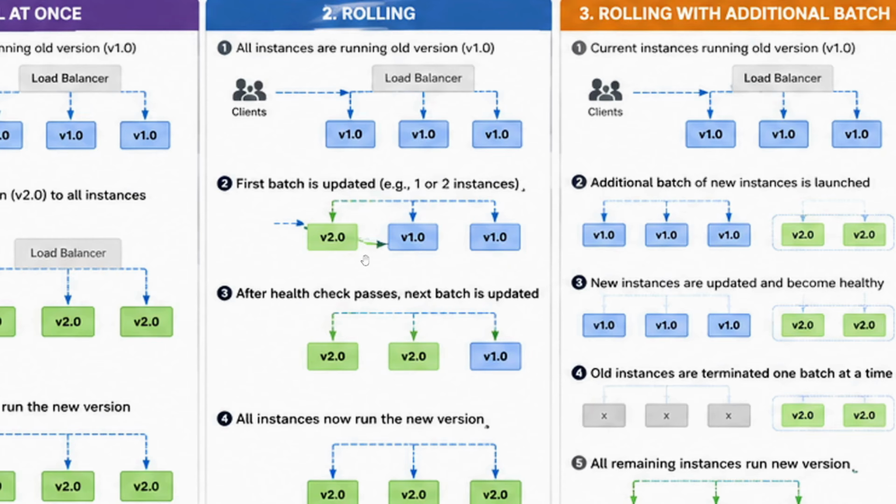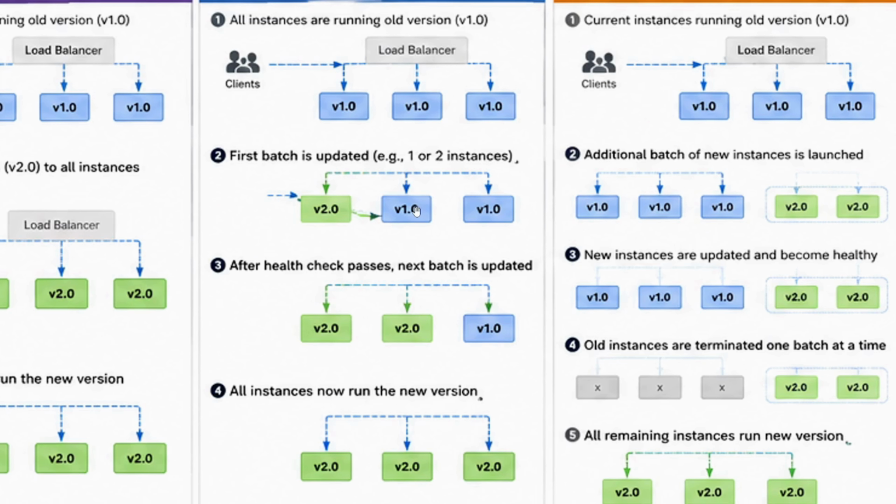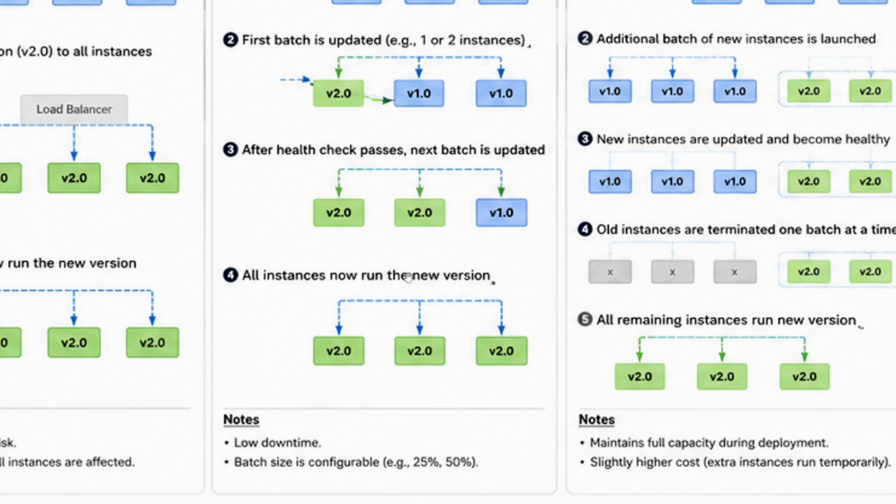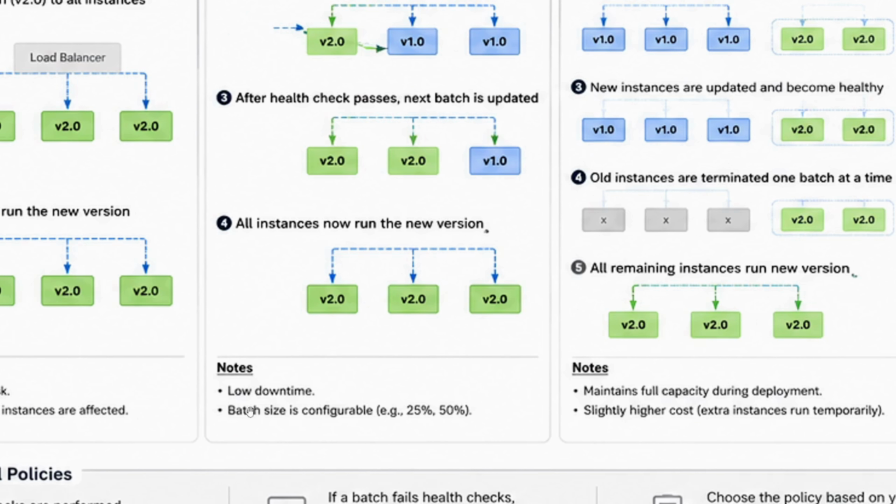The other point is it will not breach the maximum number of instances. I have kept the maximum number of instances at 3, so it will always be 3. It will not move beyond that maximum during the deployment, so I am also saving on cost. After the health check passes, the next batch is updated, like we saw, and then all instances run the new version. So downtime is almost zero, and you can configure the batch size.